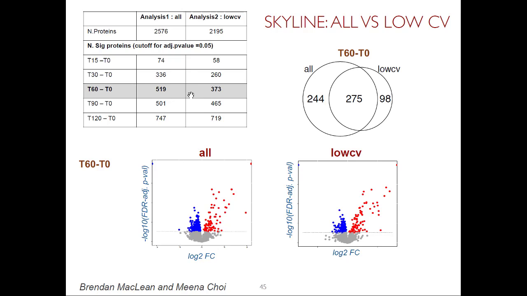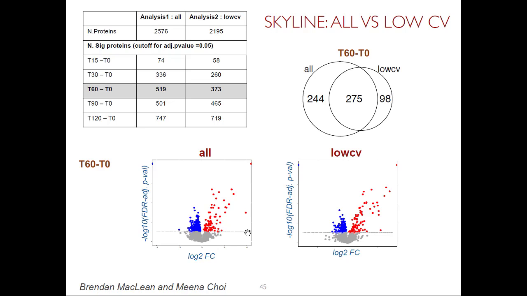So now I'm just focusing on this comparison, time point 60 versus 0. And we find many differentially abundant proteins when quantifying everything, and we find many going for low CV. Many of them were the same, but we found some new here and some other here. And this is what the volcano plots look like. So low CV has a kind of stronger pattern here a little bit, but not by much.